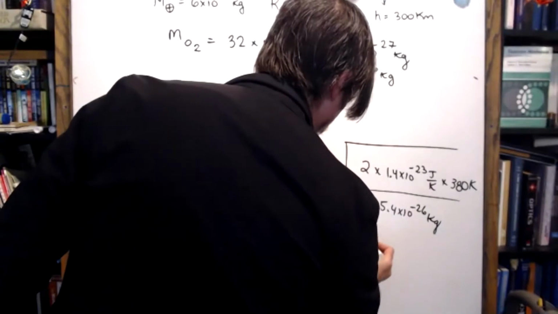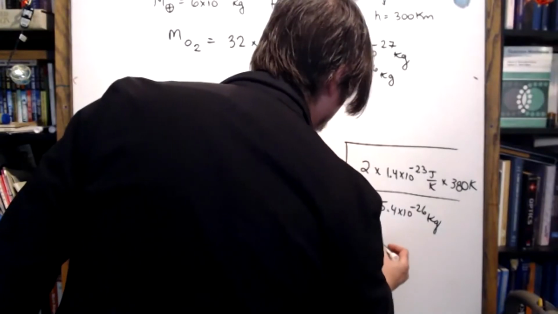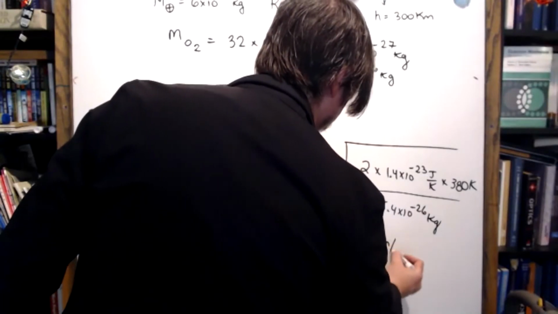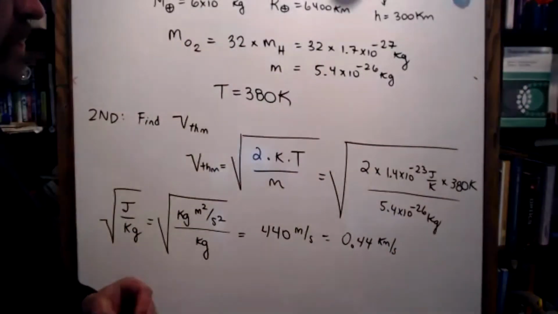Excellent. That's how fast a typical oxygen atom, or molecule rather, is traveling in our exosphere. Is 0.4 kilometers per second fast or slow? How does that compare to a car speed?